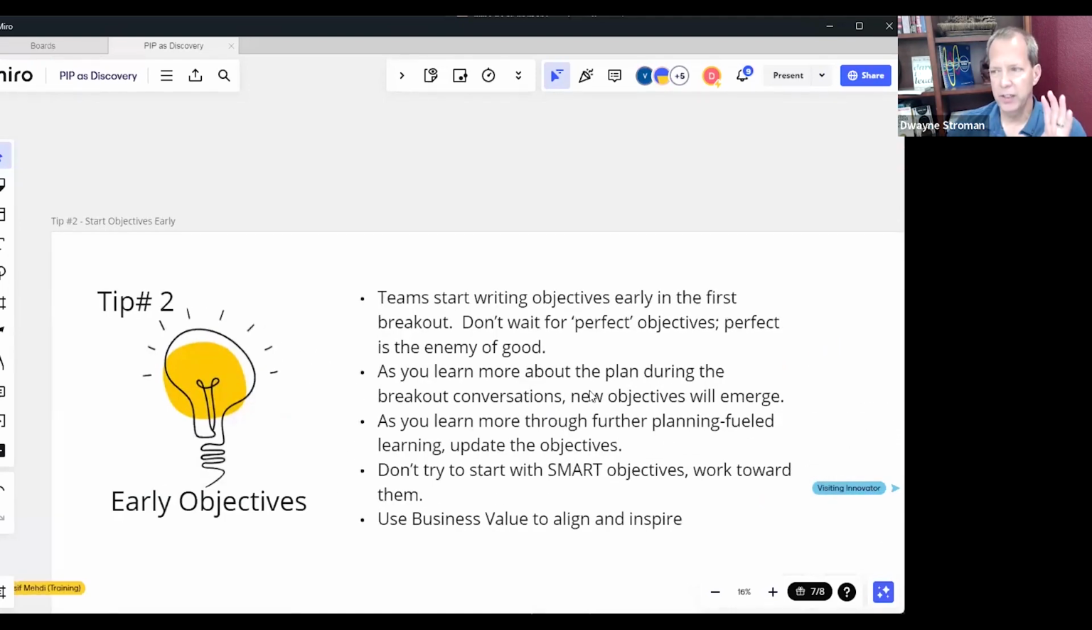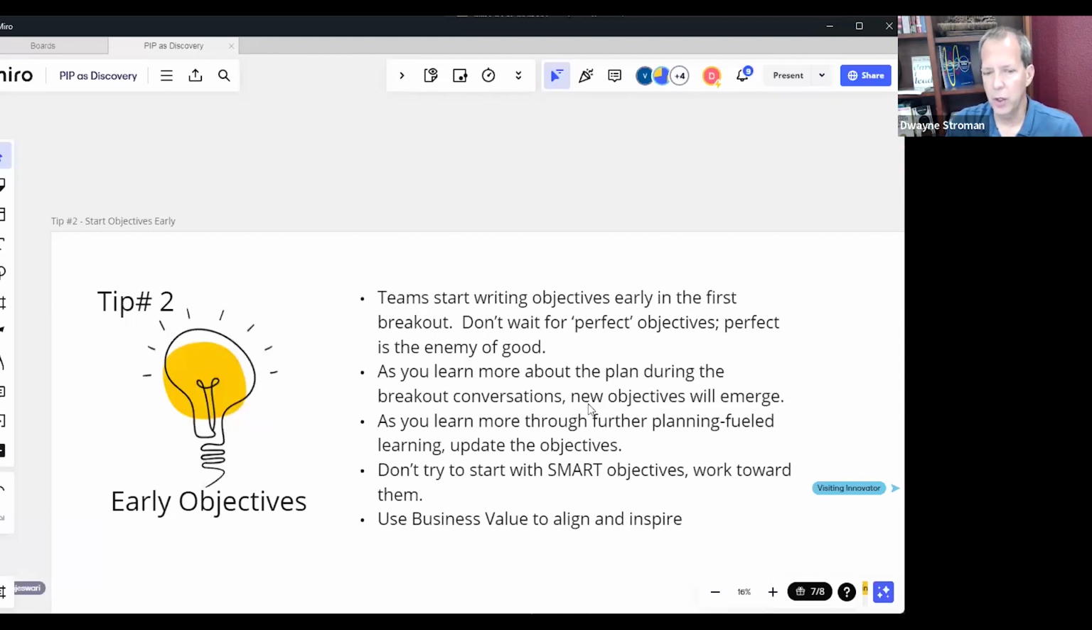So here's the first thing. Start writing those objectives early on. When we first start our breakout session, our goal is to start getting high level, really rough objectives right away. Let's not wait. Let's start getting something up there right away. Then as we learn more, we go back to those objectives and start crossing this word out, changing this, adding this, updating this, and the objective emerges.